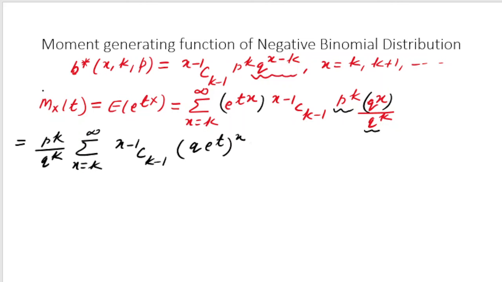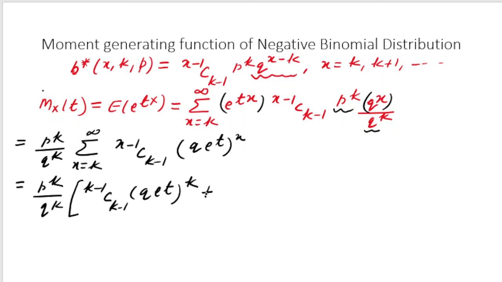Let me write here in the bottom. So its expansion will be p to the power k q to the power k, and I have to start at x is equal to k. So this will be k minus 1 c k minus 1 and q e to the power t whole to the power k. What will be the next term?